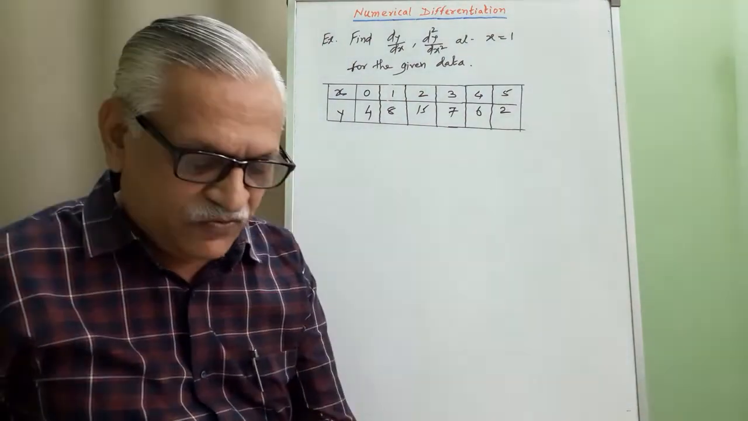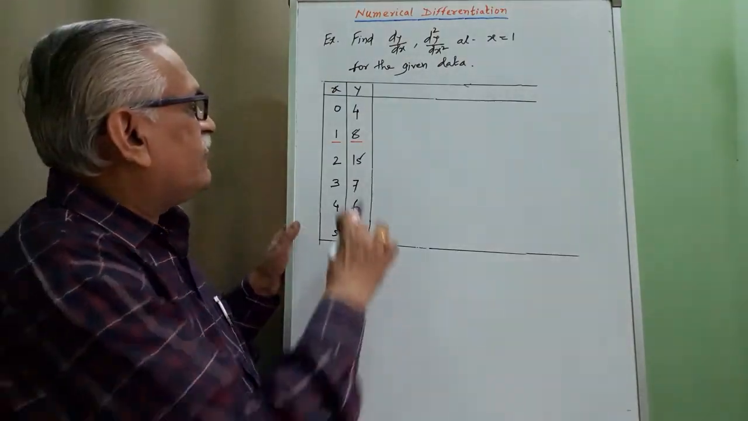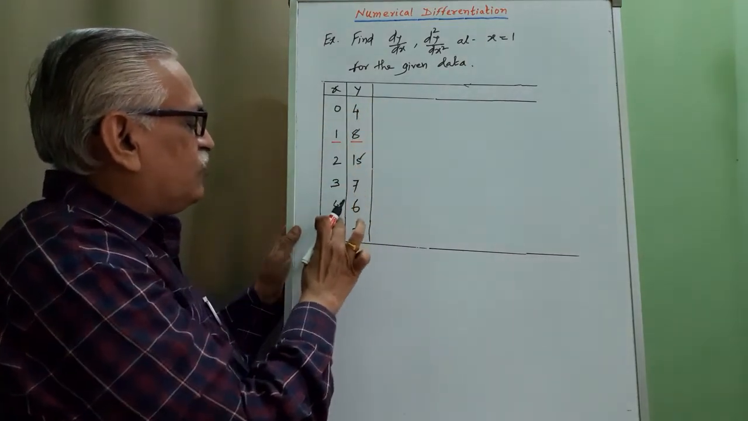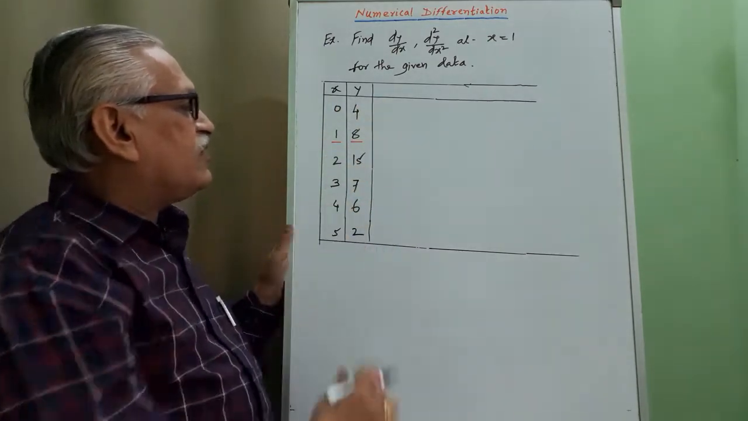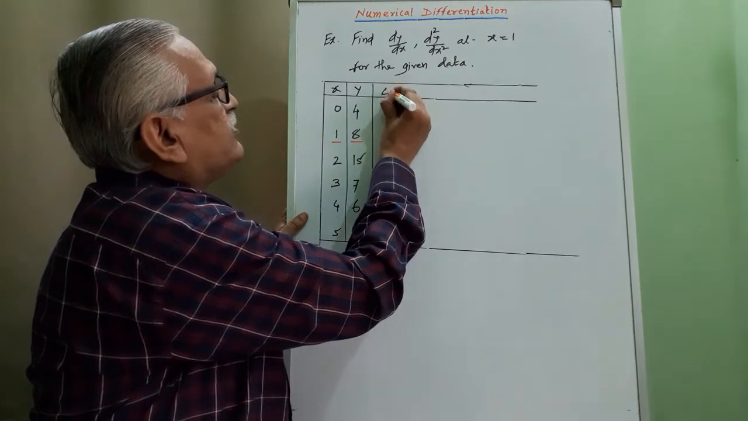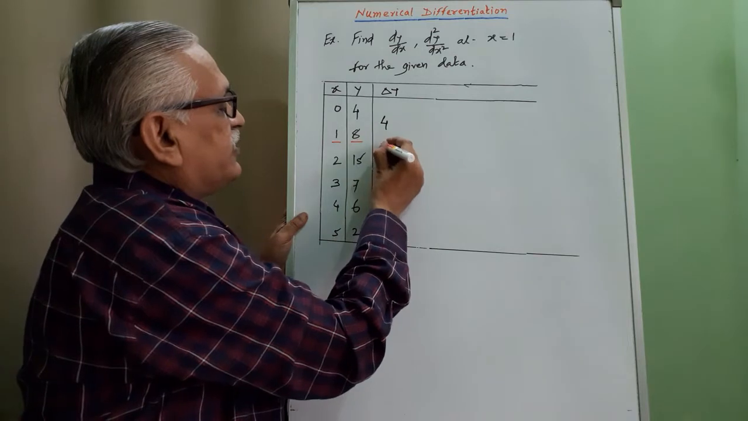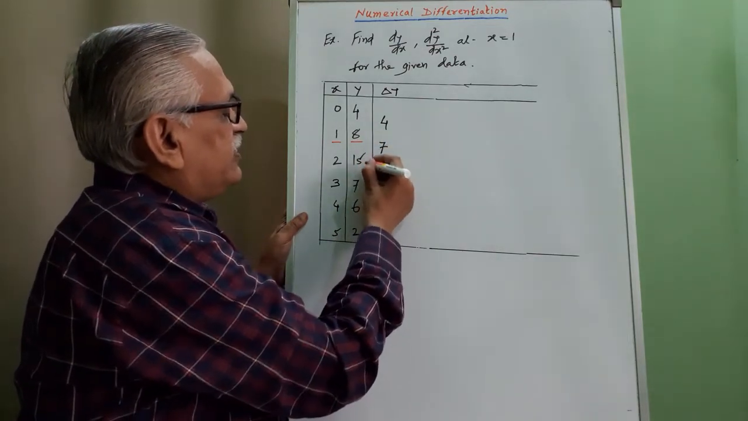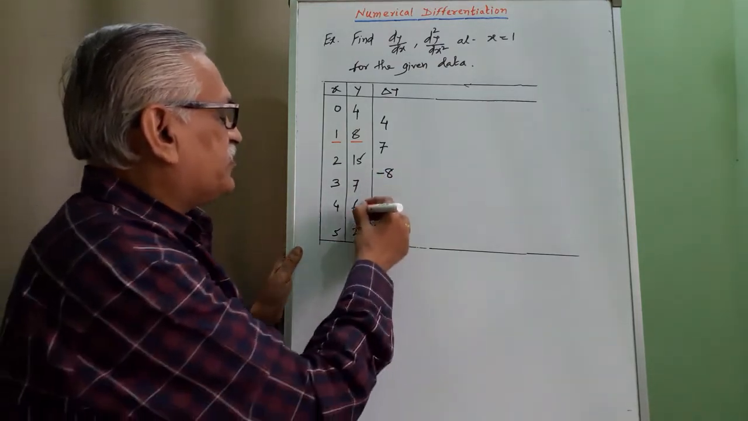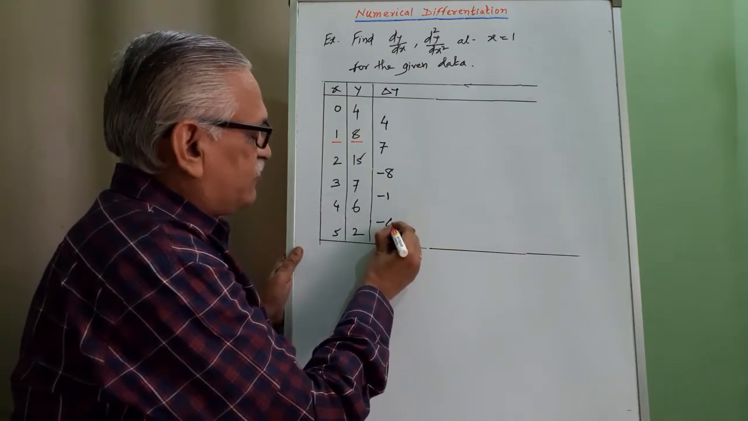Therefore, preparing that table, we get the forward difference table. Given data, values of x and y are x: 0, 1, 2, 3, 4, 5, and the corresponding values of y are 4, 8, 15, 7, 6, and 2. Then first difference, del y: 8 minus 4 we get 4, 15 minus 8 we get 7, 7 minus 15 we get minus 8, 6 minus 7 we get minus 1, and 2 minus 6 we get minus 4.